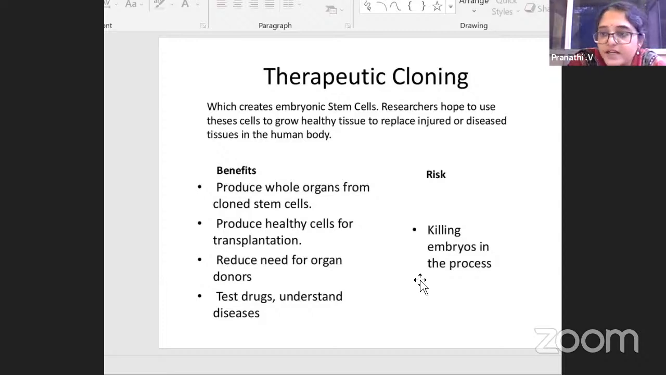But then, having said all that, you have to remove the cell nucleus and denucleate the embryo, and it is again a big process. So you have to keep them.